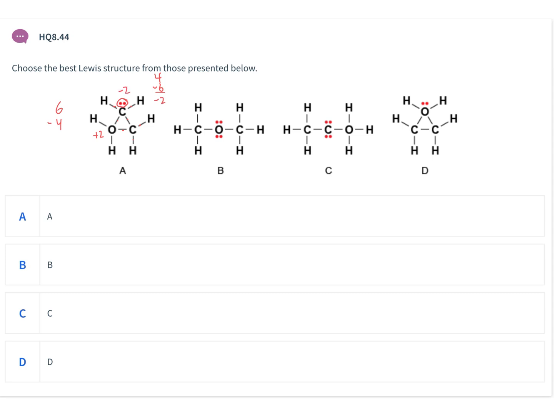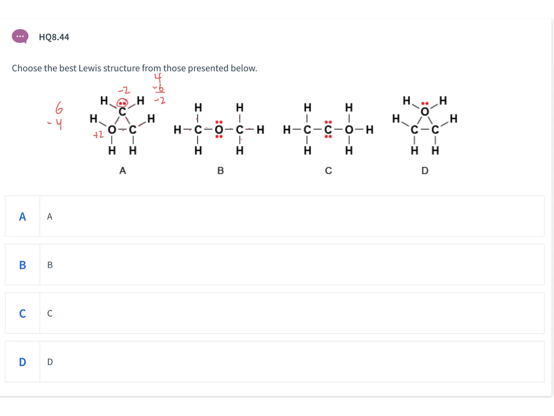All right, the next one down, this dimethyl ether here. Take a look again. Carbon is group 4, and I want to have 4 electrons assigned. 1, 2, 3, 4. Perfect. Carbon is group 4, 1, 2, 3, 4. So both of those carbons are neutral.